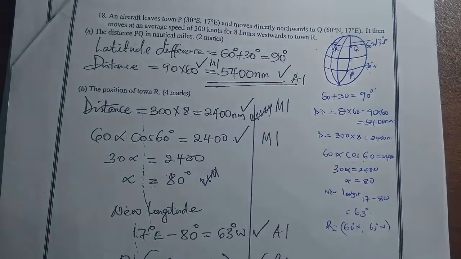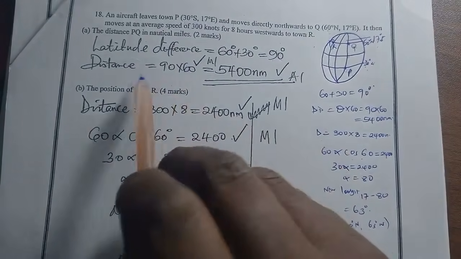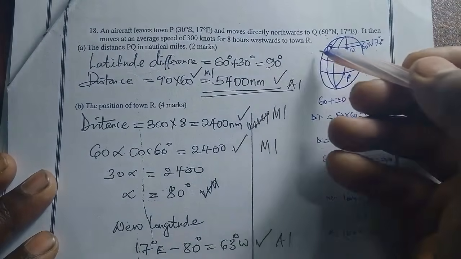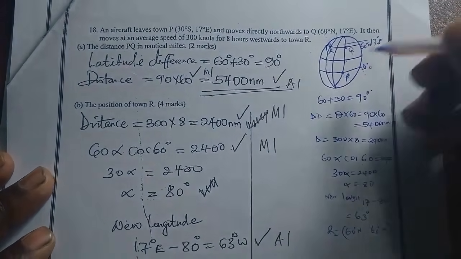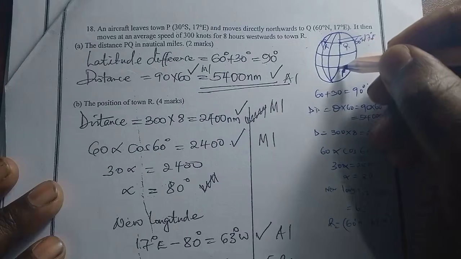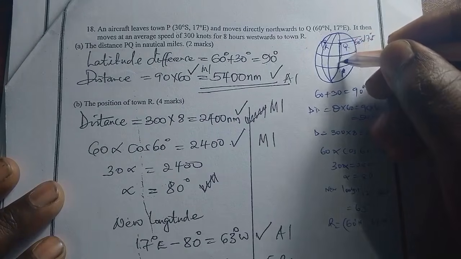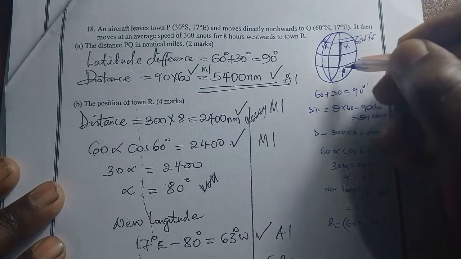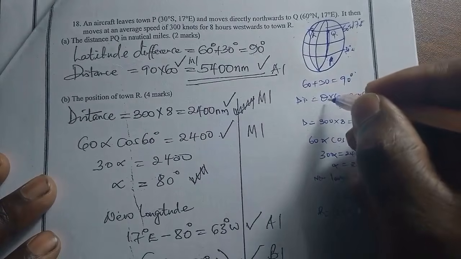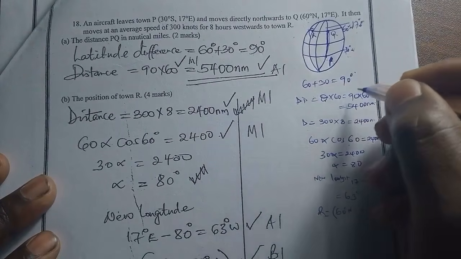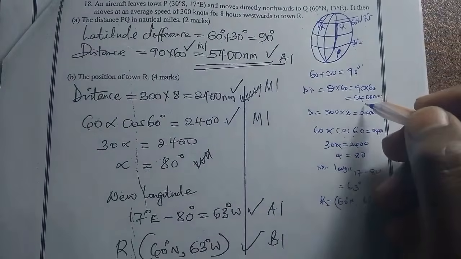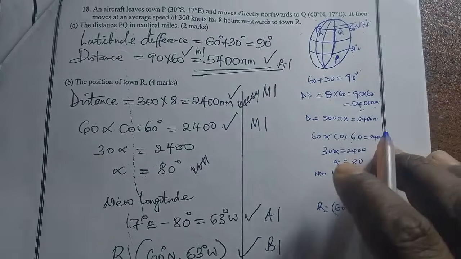If the distance is in nautical miles, remember, it is around the great circle. Remember, this is P, and PQ is along the longitude great circle. So how do you calculate the distance around the great circle? It is theta times 60. Our theta is 90. 90 times 60, that is 5400 nautical miles. It is as simple as that.